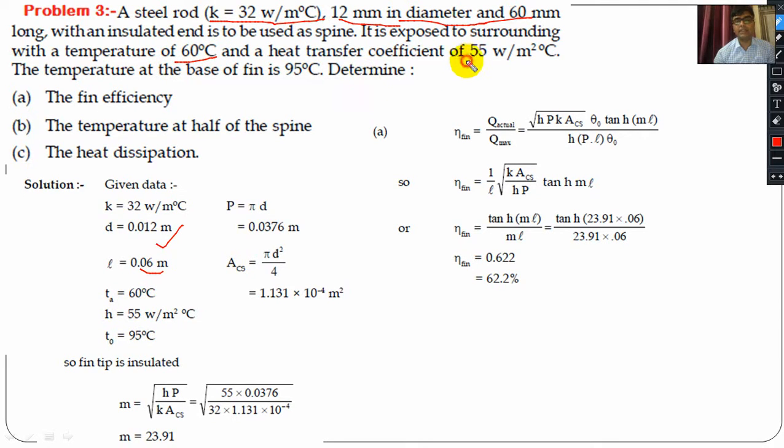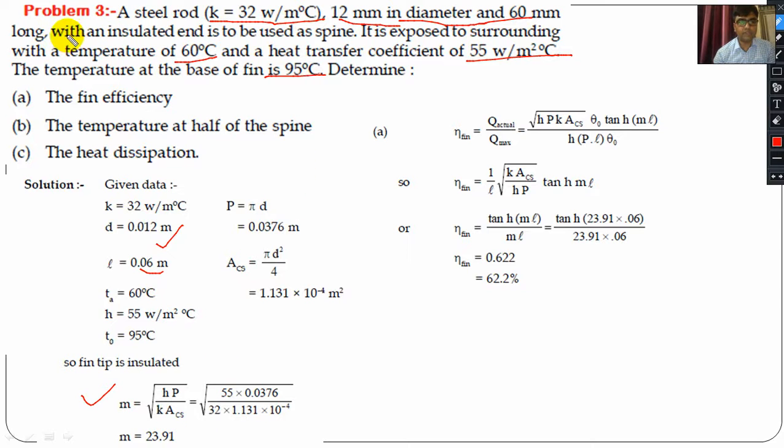Heat transfer, convective heat transfer coefficient is 55 watt per meter degree centigrade, and the base temperature is 90. Now the perimeter is pi d. You easily calculate area of cross section, pi d square by 4. So first step is to evaluate the m. m is square root of hp upon kcs, and this m value is 23.91.